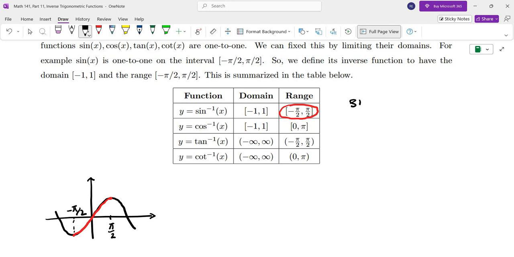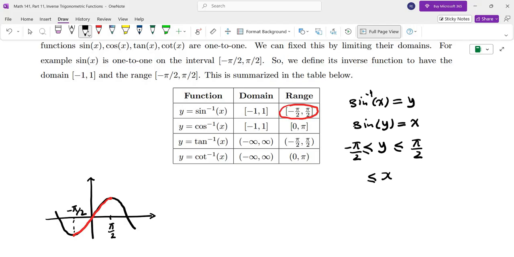So when I write down sine inverse of x equals y, it means sine of y equals x with two conditions. First, y is between negative pi over 2 and pi over 2. And second, x is between negative 1 and 1.